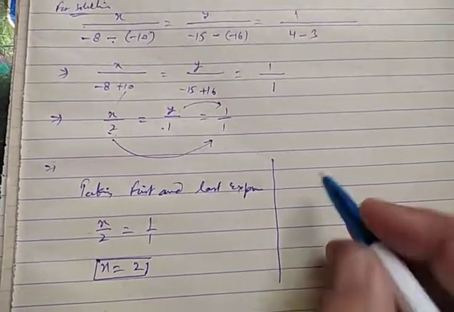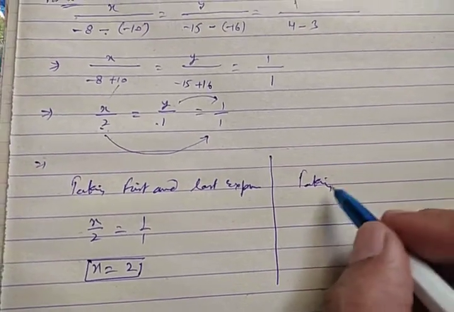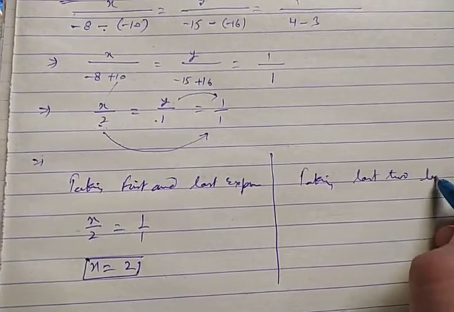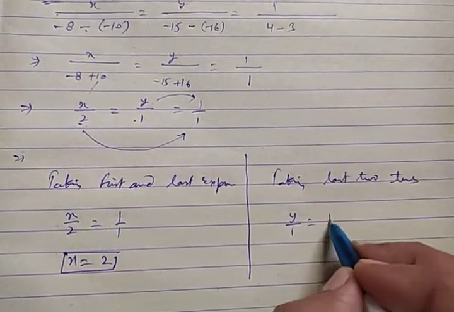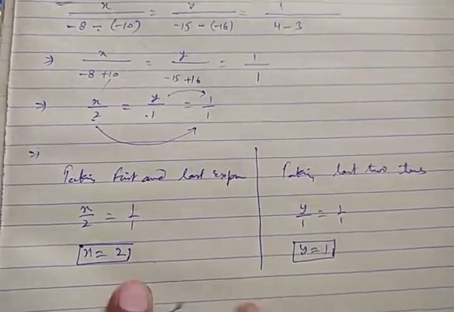Again taking second, taking last two terms. When you take the last two terms, this will become y upon 1 is equal to 1 upon 1, that is y is equal to 1. These are the two values.